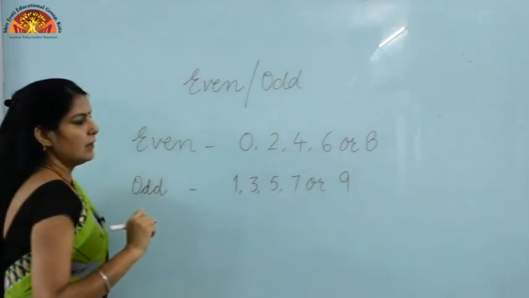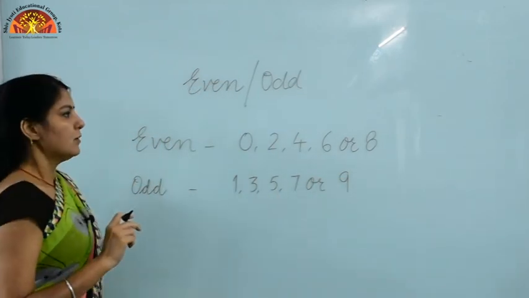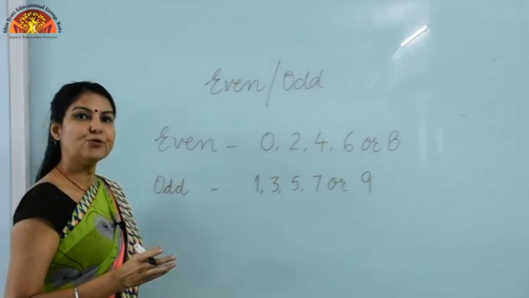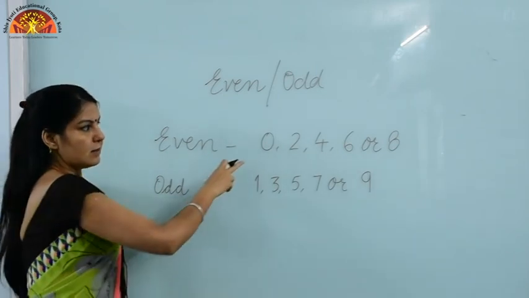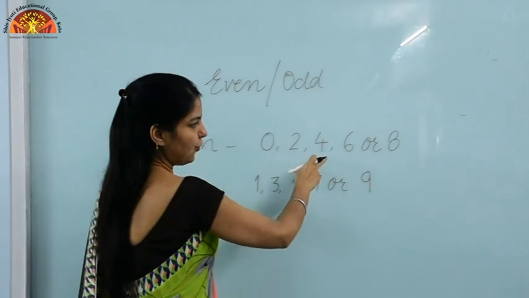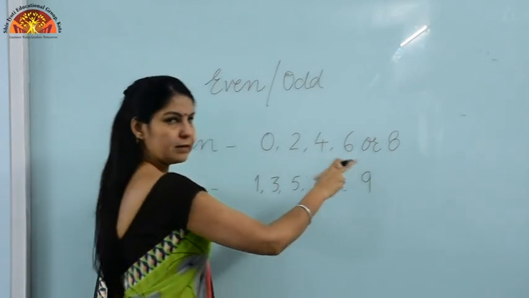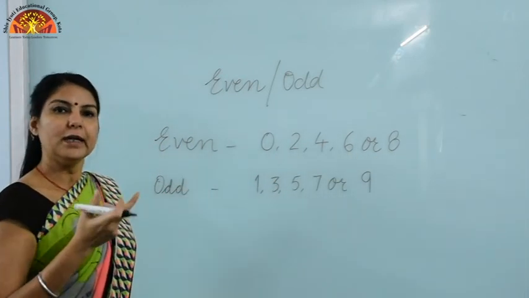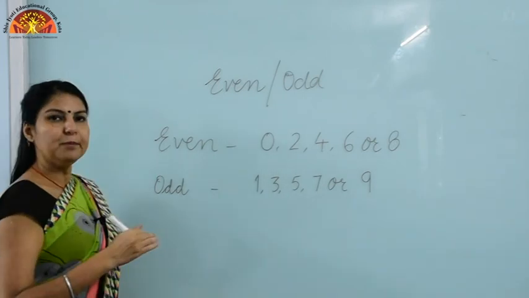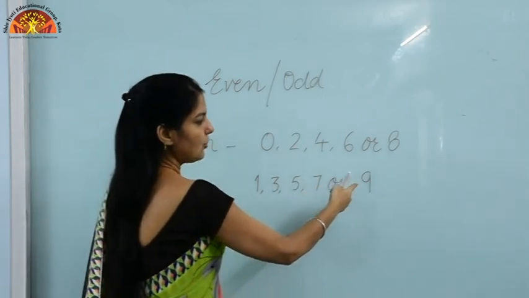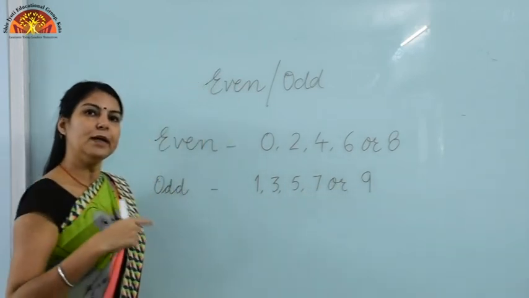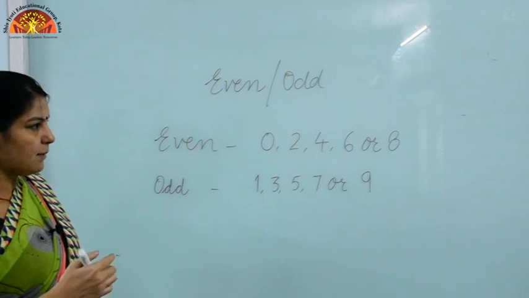It means if a number is given, what we have to do? We have to check their ones place only. If there is 0, 2, 4, 6 or 8 there, then it will be an even number. If the given number is ending with 1, 3, 5, 7 or 9, then it will be an odd number. Let us see one example on the board.